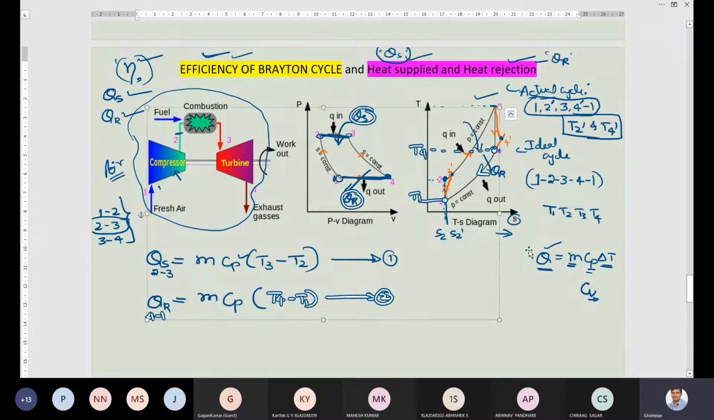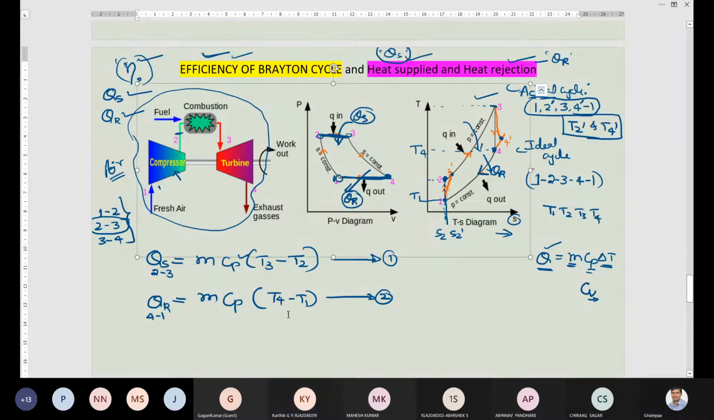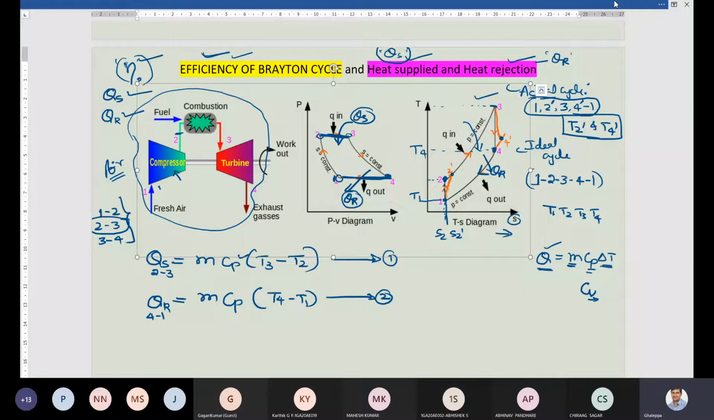So what will be the equation for actual? What terms will come into the picture here? Whether T4 will change or it will remain the same. T4 dash. T4 dash minus T1. Okay, so keep in mind that is the equation.